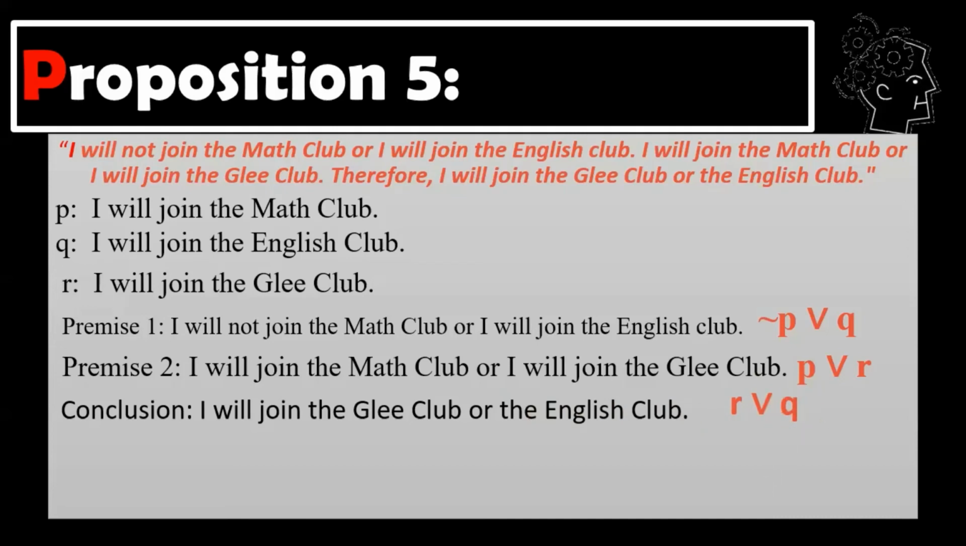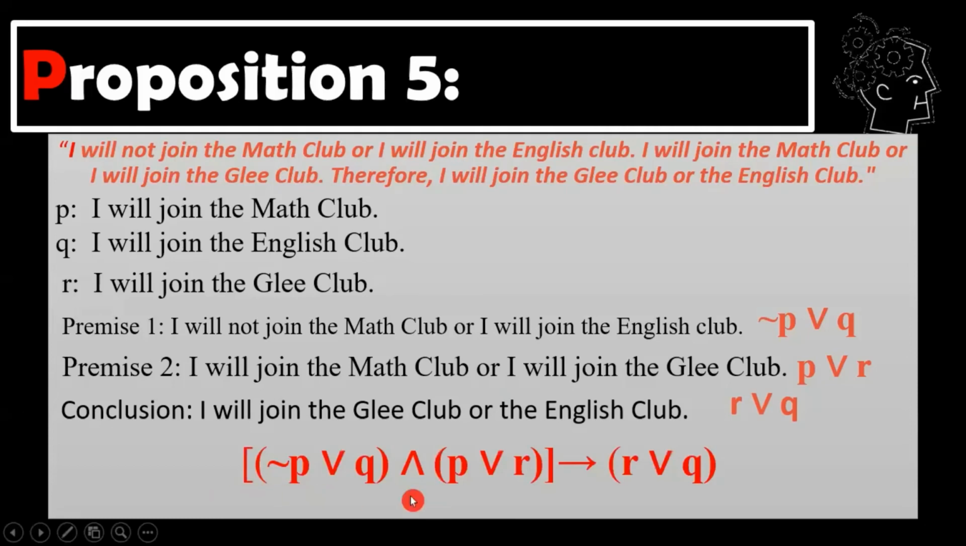So to symbolize the argument, we are combining the two premises. For our first premise, that is not P or Q, and then we will be using this symbol for conjunction to combine the two premises. So for our second premise, that is P or R, and then for our conclusion, that is R or Q.